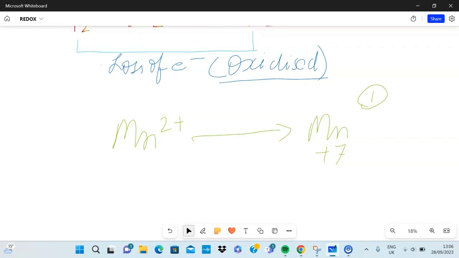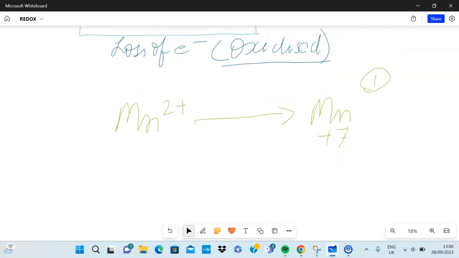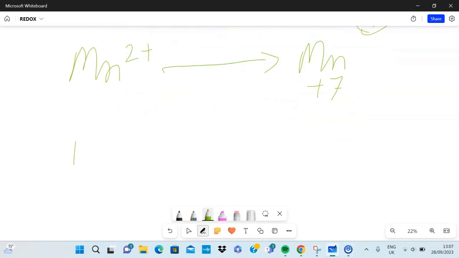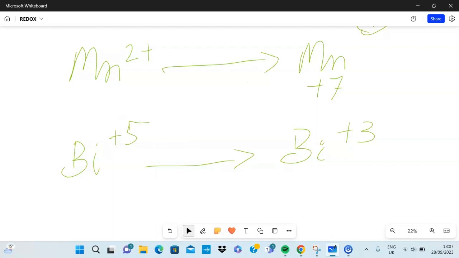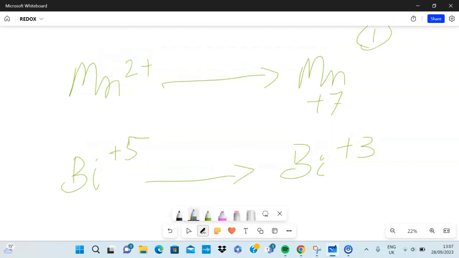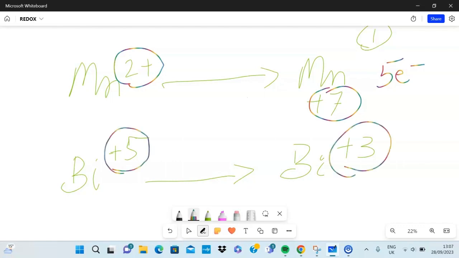And the next one is going to be bismuth. And bismuth plus 5 became bismuth plus 3. I'm sorry, my system had updated, so this application that I'm using is not the same anymore, so this video is a lot slower. I'm sorry. Okay, now let's look at the differences here. This became from +2 to +7, so that means it's a difference of 5 electrons. Okay, so this became from +5 to +3, so 5 minus 3 is going to be 2 electrons.